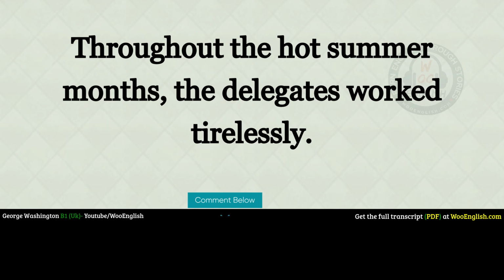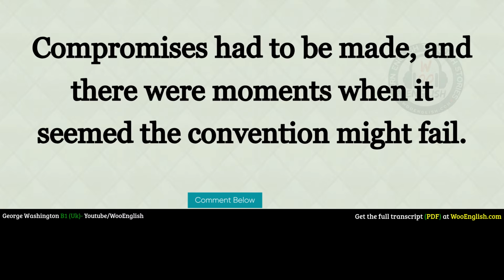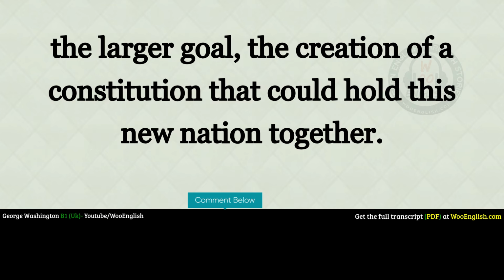Throughout the hot summer months, the delegates worked tirelessly. The room where they met was often stifling, the debates heated. Compromises had to be made, and there were moments when it seemed the convention might fail. But George Washington's quiet leadership helped to keep the delegates focused, to remind them of the larger goal, the creation of a constitution that could hold this new nation together.